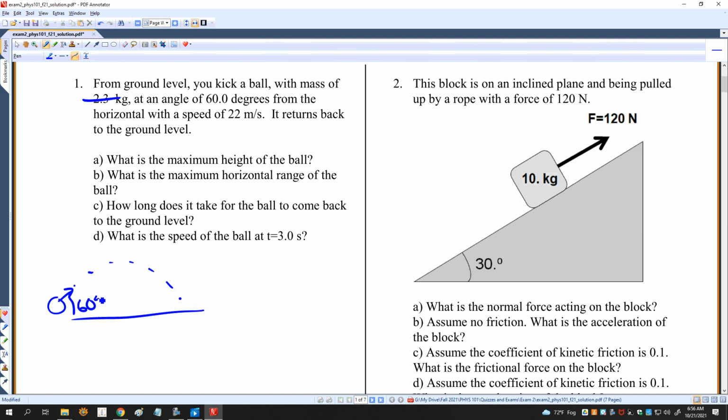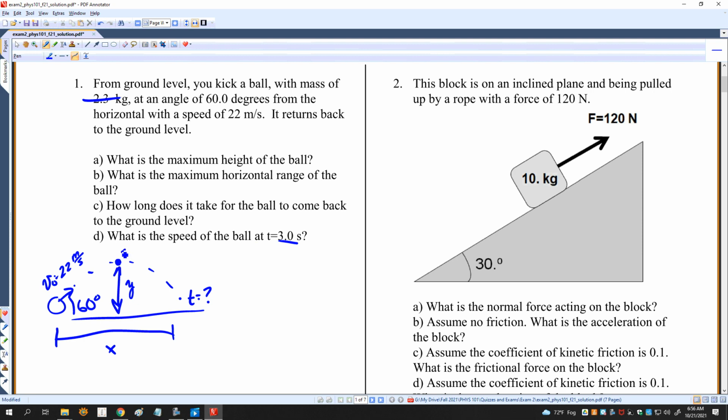The angle here is 60 degrees. It has an initial speed, v naught, equal to 22 meters per second. And then I want to know several things. I want to know what is the maximum height of the ball. I want to know what is the maximum horizontal range of the ball. How long does it take for it to come back to ground level? And then what is the speed of the ball at a particular time t equal 3.0 seconds.